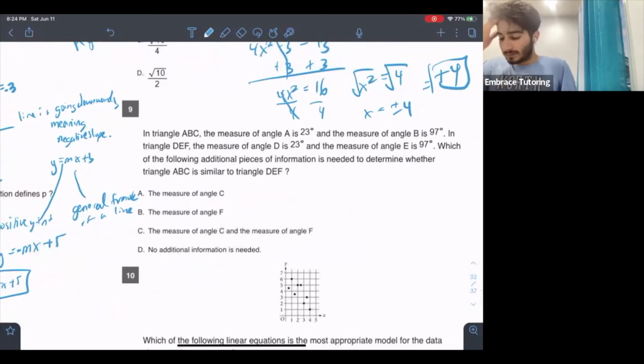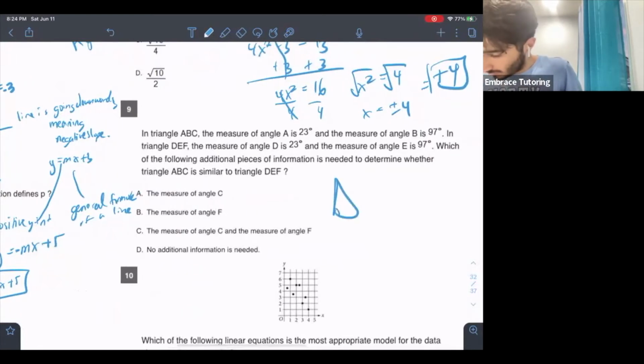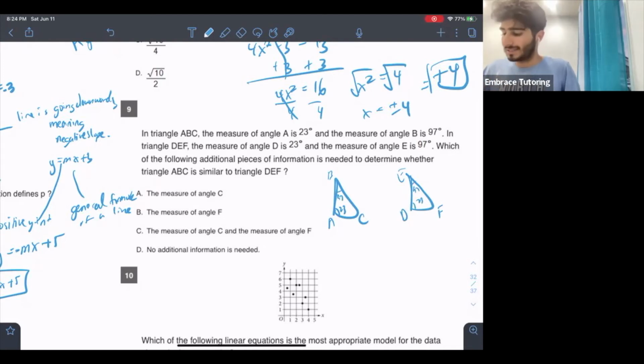In triangle ABC, the measure of angle A is 23, and the measure of angle B is 97. In triangle DEF, the measure of angle D is 23, and the measure of angle E is 97. Which of the following additional pieces of information is needed to determine whether triangle ABC is similar to triangle DEF?